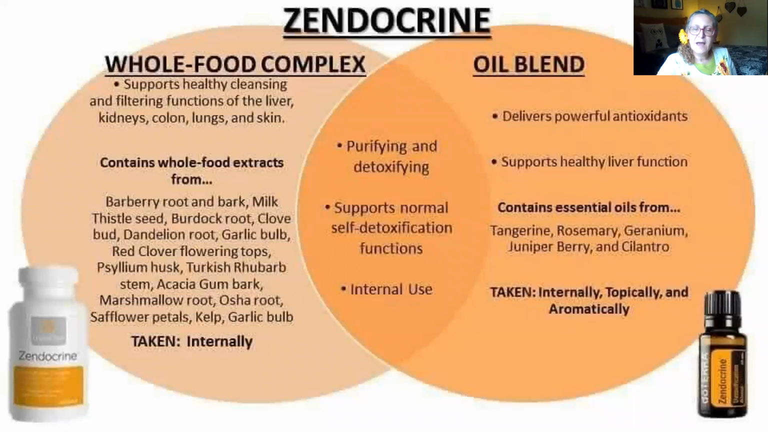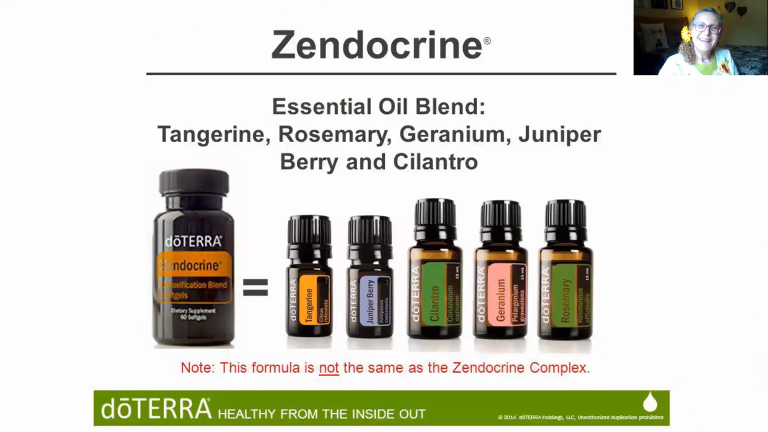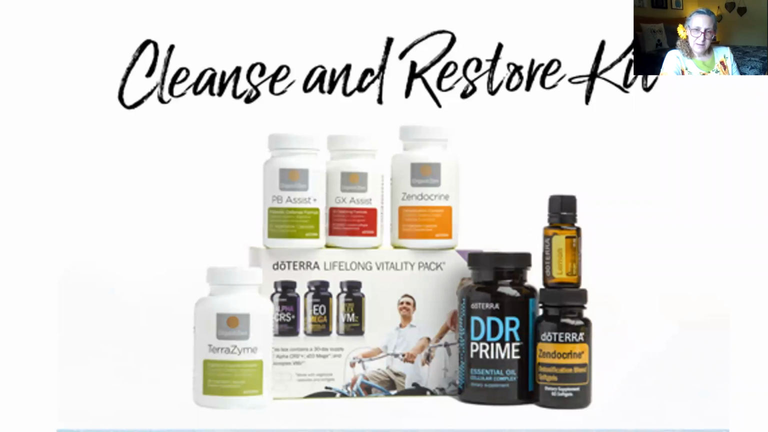And so this is a slide that I put together purposely so that you could see how they act independent of one another, and then they also have similar uses, or similar benefits that they give to us. Sorry, I couldn't find the proper word for that. Alrighty, then they've got the Zendocrine Soft Gel, and this oil blend has these 5 wonderful oils: tangerine, rosemary, geranium, juniper berry, and cilantro, as we just spoke about. So healthy from the inside out.